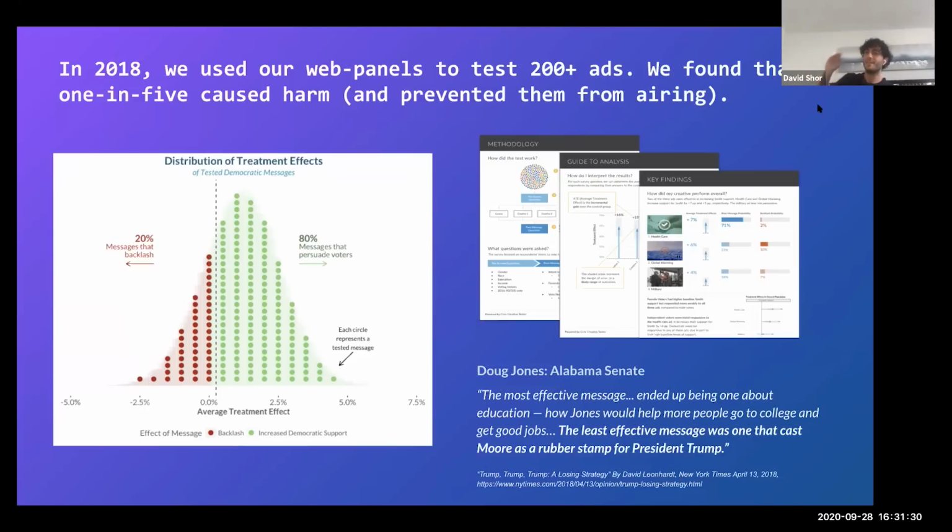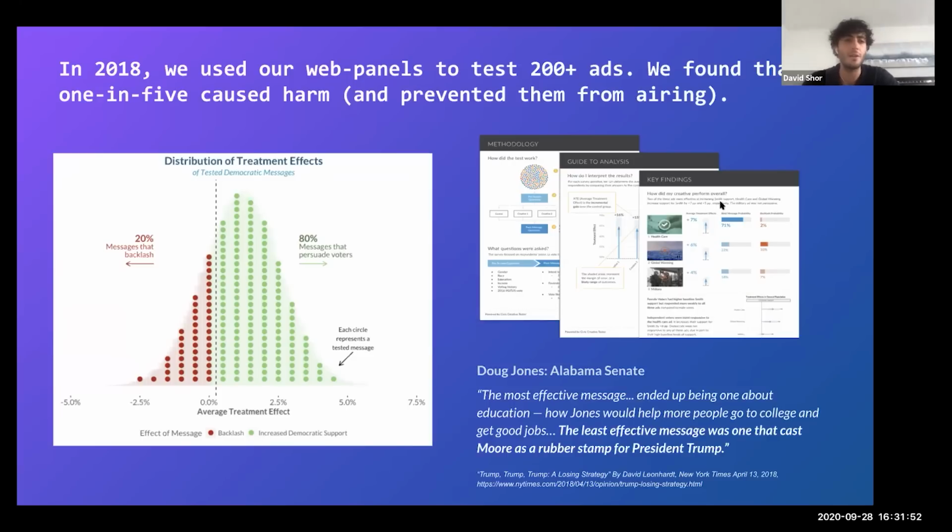And one of the things that's really powerful about actually testing things in large scale measurement is that it allows us to counteract or alleviate some of these biases that are there. And just to give an example, we actually rolled this out for the first time for the Doug Jones Senate race.